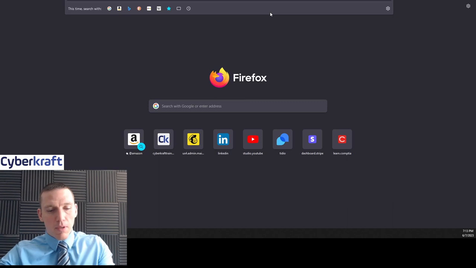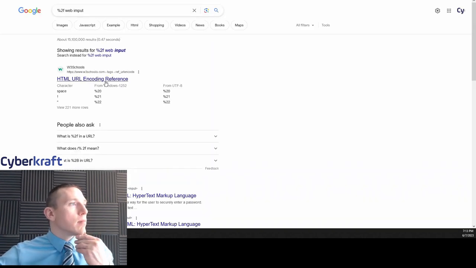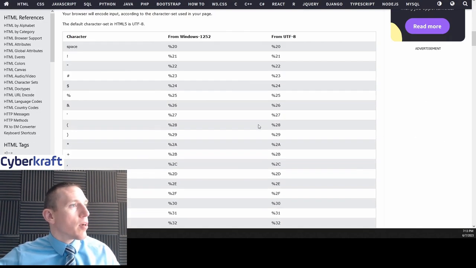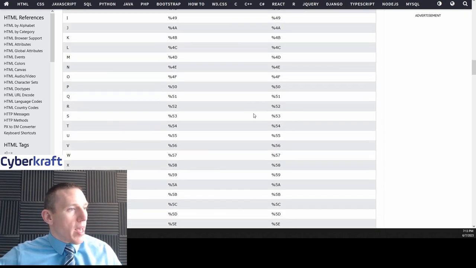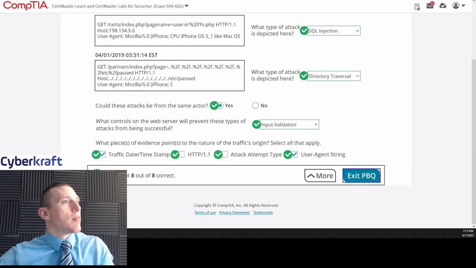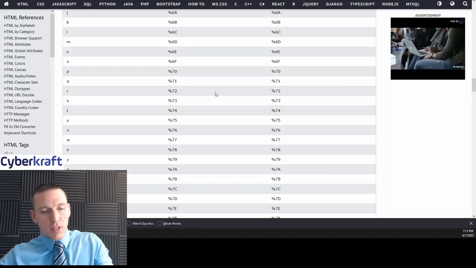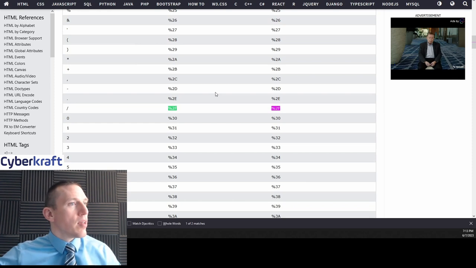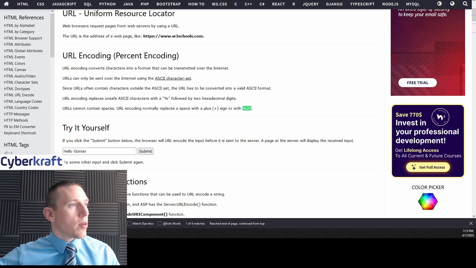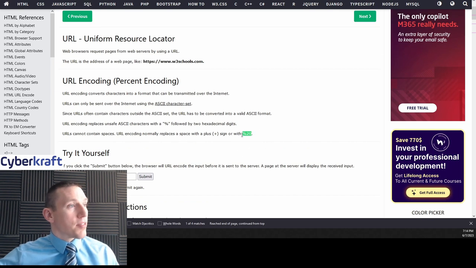2F web input. Here we go. All right. URL encoding references. This is what we're looking for. All right. So we had %2F, I believe. Let's double check that. %2F. Let's go ahead and search this. %2F. That's a slash. That makes sense. And then we had %20. Let's double check that. %20. Yeah, that's a space. Okay.